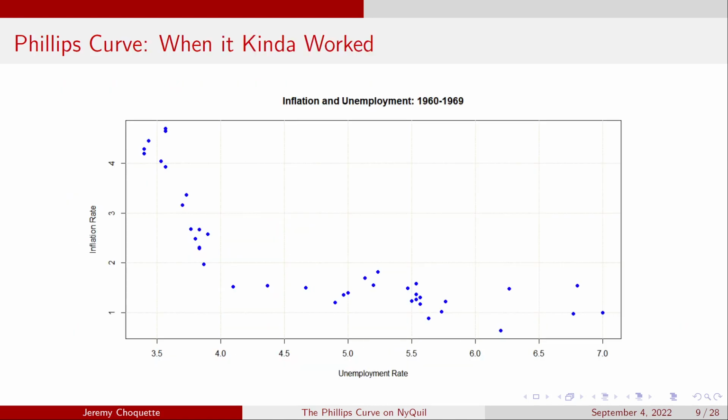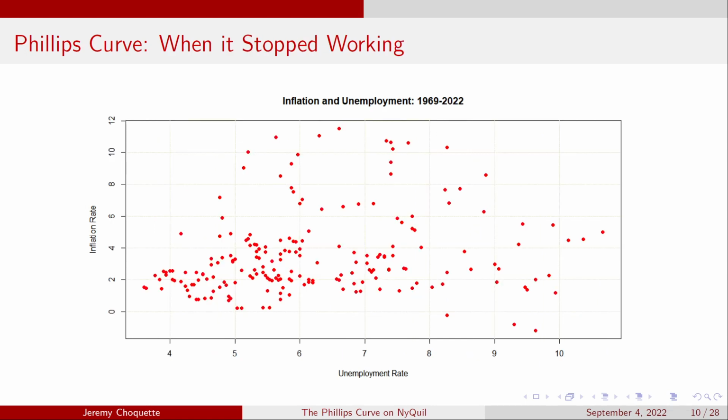If we want to look at inflation and unemployment in the United States between 1960 and 1969, this is what we have. We have what appears to be a really nice downward sloping relationship between inflation and unemployment. Hey, that's kind of cool. Looks nice for us, right? Yeah, totally. But let's fast forward a couple of decades. Let's look at 1969 to, say, 2022. Well, all of a sudden, it just turns into a shotgun blast.